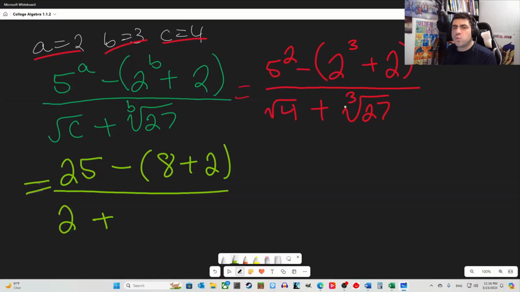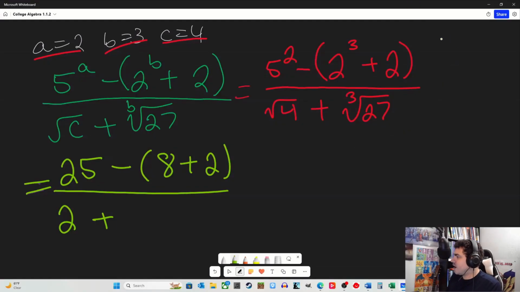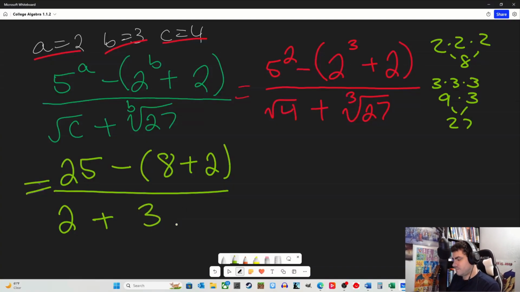What is that? What times itself 3 times equals 27? Let's find out. 2 times 2 times 2. We already accounted that to be 8. Let's go to the next one. 3 times 3 times 3. We get 9 times 3. What is 9 times 3? 9, 18, 27. So we got the cube root of 27 is 3.